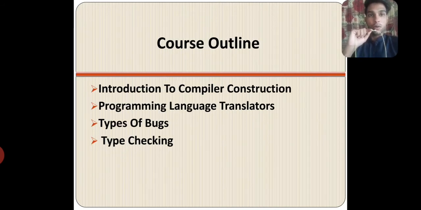So this is the course outline, which I am going to define in my presentation. The first one is introduction to compiler construction, the second one is programming language translators, the third one is types of bugs, and the fourth and last topic is type checking.